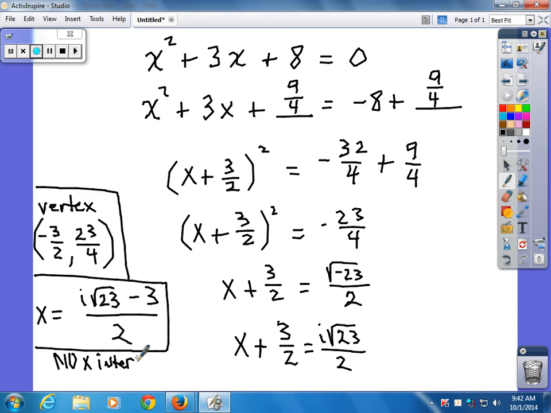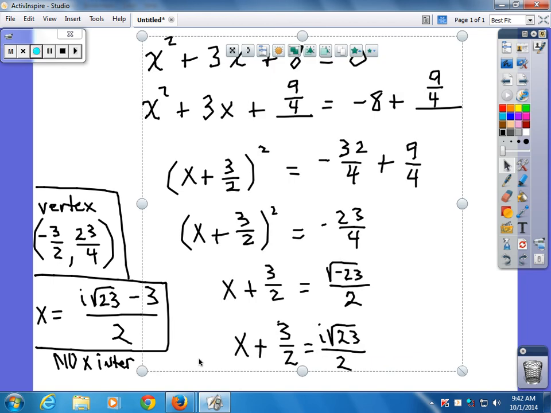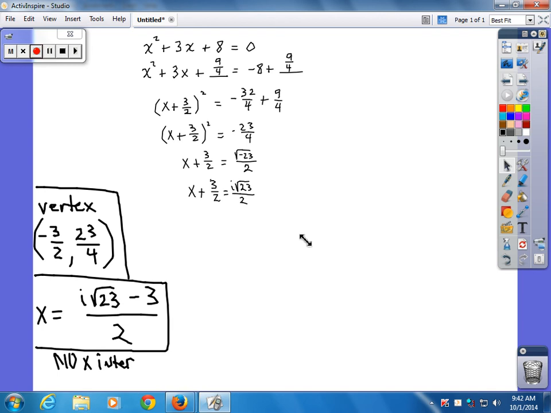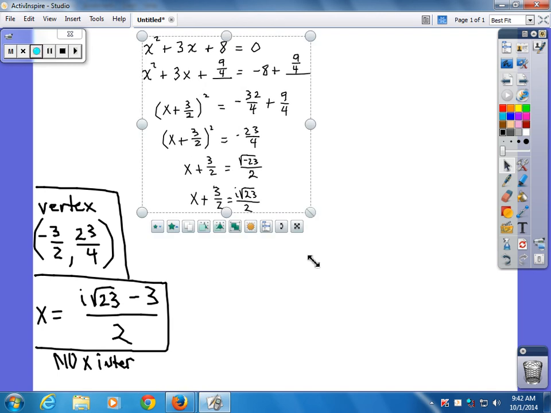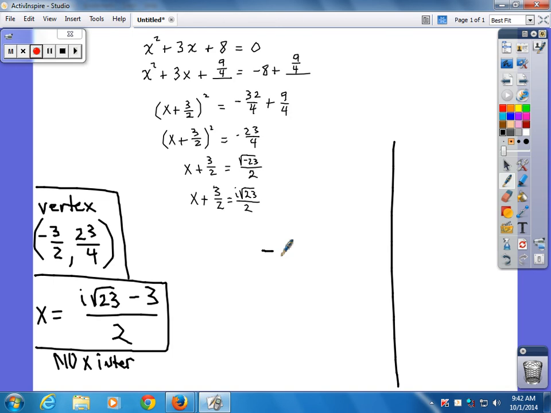So, graph that. Y-intercept is 8. The vertex is negative 1.5 and positive what? 5 3/4.